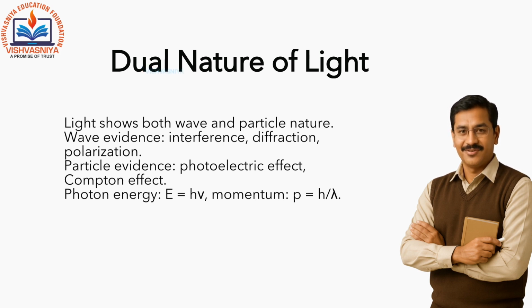The energy of a photon is given by the equation E equals h multiplied by nu, where h is Planck's constant and nu is the frequency. Its momentum is given by p equals h upon lambda, where lambda is the wavelength.